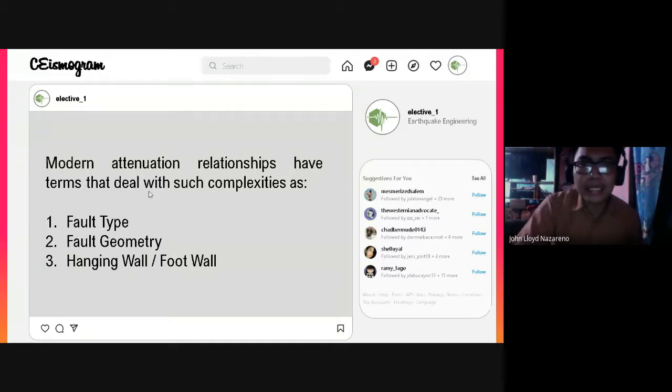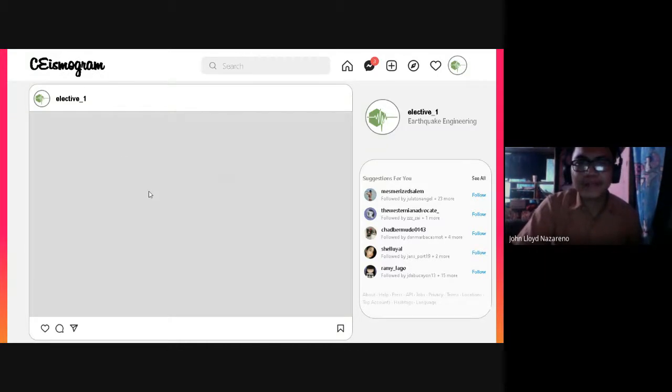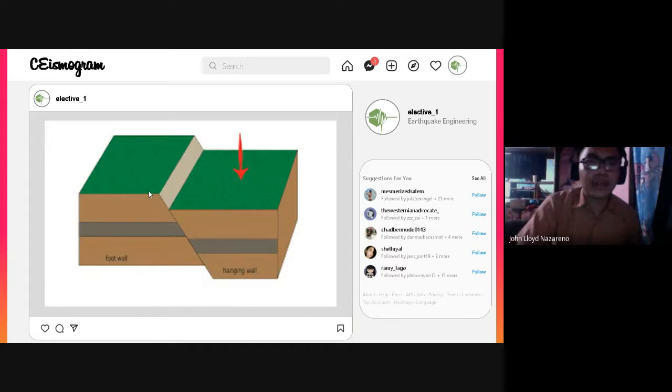So next po, please. Ayan. So ayun yung hanging wall. So makikita natin, mag-slide up and down siya, especially if vertical or horizontal yung movement. I mean, either way, vertical or horizontal, mas mataas yung movement sa hanging wall. So next po.